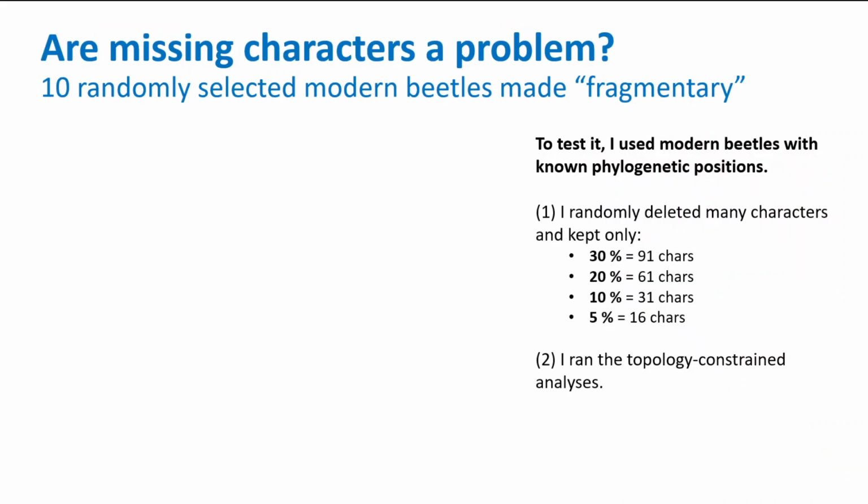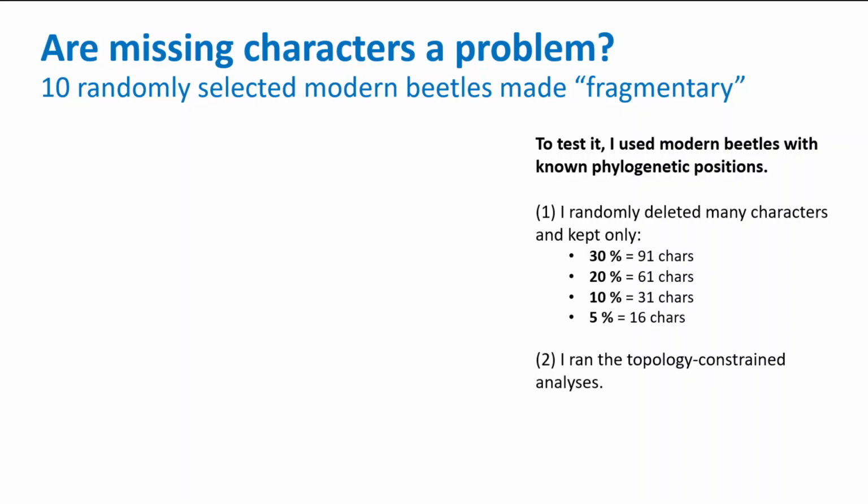Yeah, so these are the two examples. And as you can remember, we used something like 27 or 22% of characters coded. So when I was testing this method, I was also concerned whether it could be biased when we have so little portion of the characters coded. So I tested it. The way I did it, I randomly selected 10 modern beetles which were coded in the tree and in the matrix.